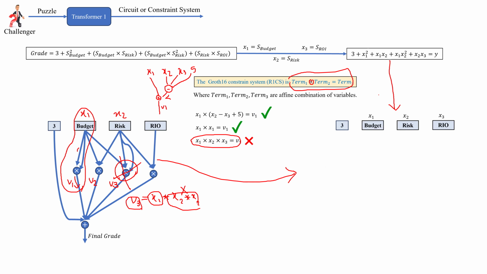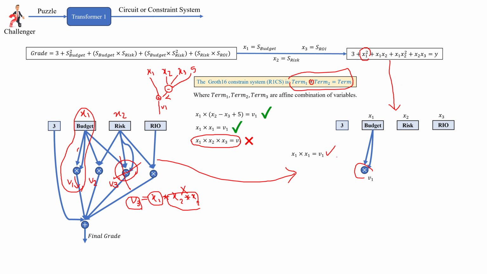So first we want to define this term, right? So we define V1 equals X1 multiplied by X1. And we see that in our circuit as a multiplication gate. So this is a valid gate, or this is a valid constraint. So this is the constraint, and this is the gate.